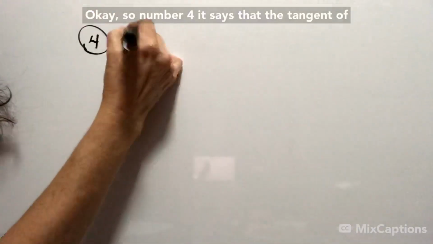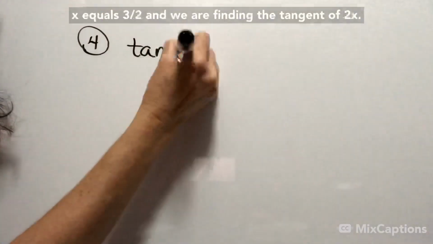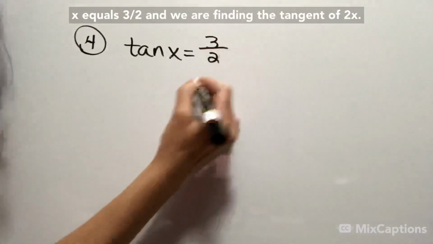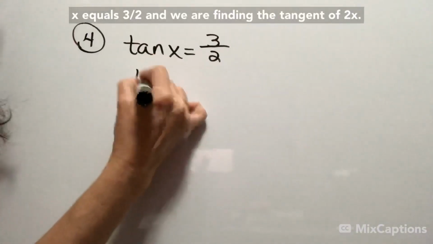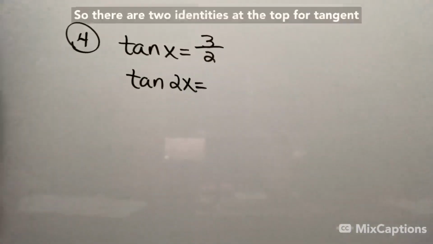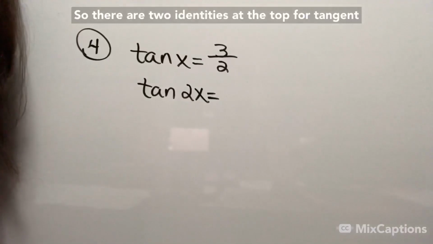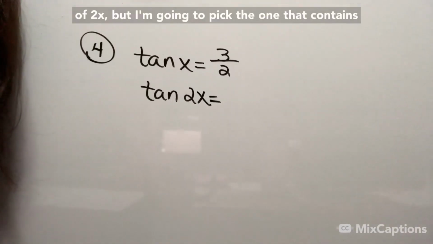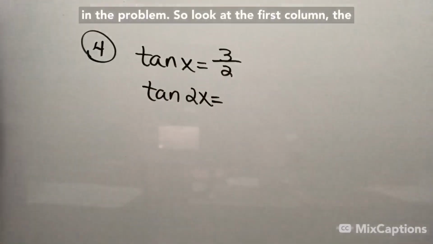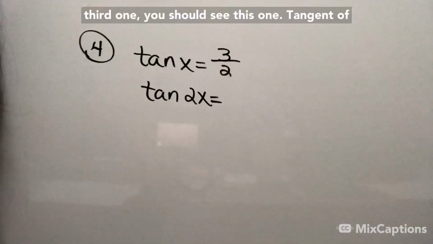Okay, so number 4, it says that the tangent of x equals 3/2. And we are finding the tangent of 2x. So there are two identities at the top for tangent of 2x, but I'm going to pick the one that contains tangent of x because that is what I was given in the problem. So look at the first column, the third one. You should see this one.